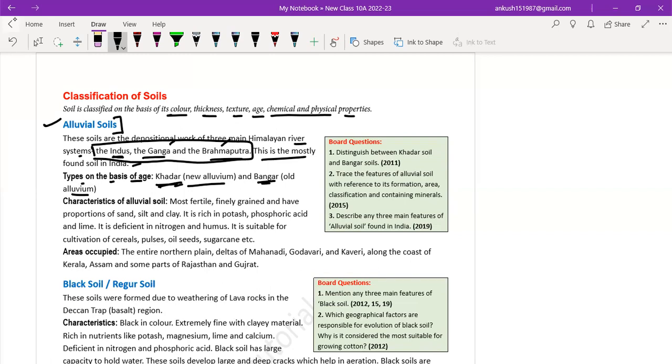Sir, it is mostly found in Himachal and near the Western Ghats. Western Ghats. Yeah, sir, Western and Eastern Ghats. Actually, the soil types of alluvial soil, Khadar and Bangar, depend upon fertility. Bangar is less fertile and Khadar is more fertile.